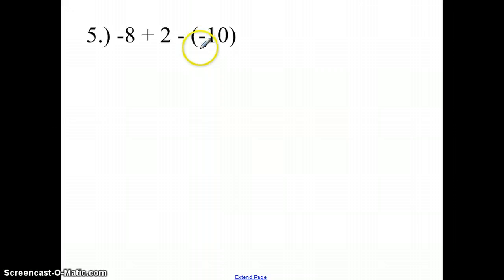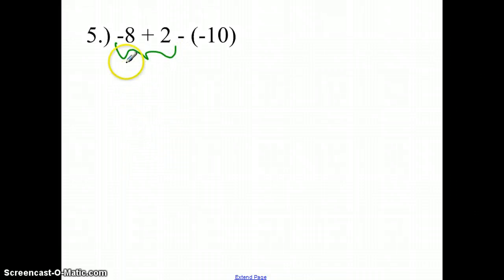On this one here, we got several things going on. We're going to follow the order of operations. So starting from the left side, we're going to work our way across to the right. We've got addition and we've got subtraction. Those are done at the same time, whichever comes first, left to right.